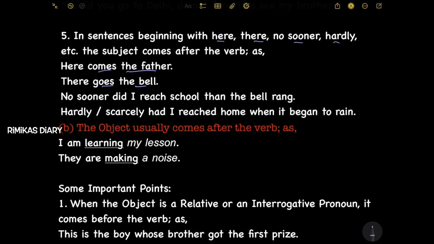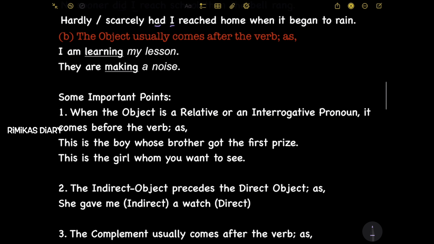No sooner did I reach school than the bell rang. So here did is the verb, I is the subject. Hardly or scarcely had I reached home when it began to rain. So here had is the verb, I is the subject.